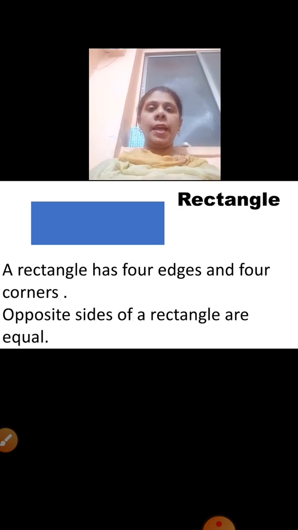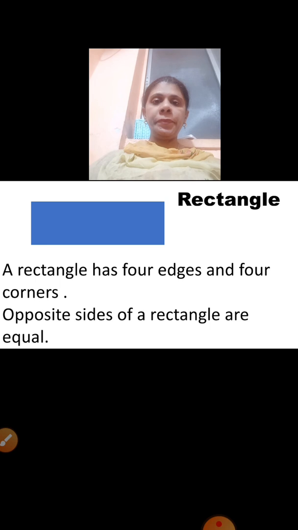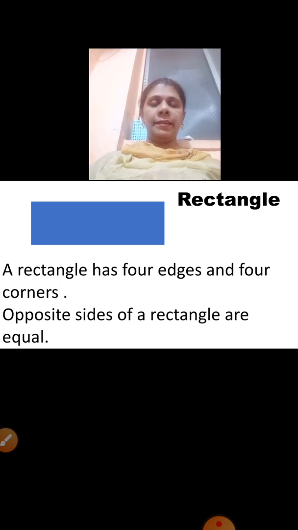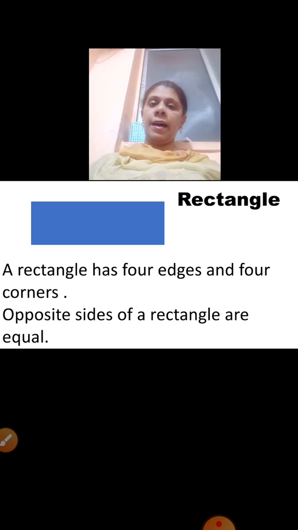Now the next shape. Which shape is this? Correct, rectangle. So how are we going to define a rectangle? A rectangle has 4 edges and 4 corners. Repeat. A rectangle has 4 edges and 4 corners. Opposite sides of a rectangle are equal. Opposite sides of a rectangle are equal.